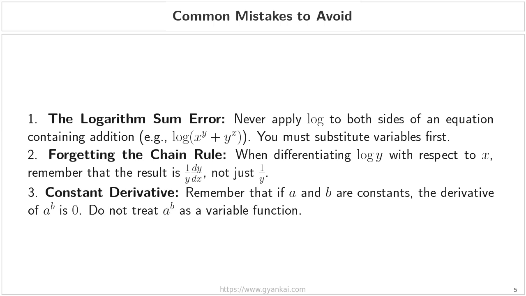Third, pay close attention to the constant derivative. In the example we just solved, we encountered the term a to the power of b. Since both a and b are constants, the derivative of a to the power of b is 0. Be careful not to treat this as a variable function. Constants always vanish during differentiation.